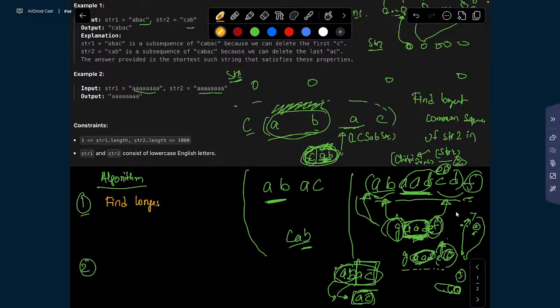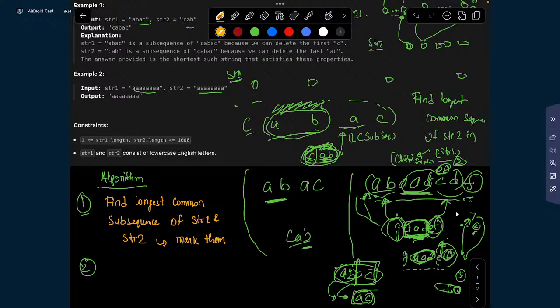Longest common subsequence of str1 and str2, mark them, like which of these are common, and then prepend the rest.